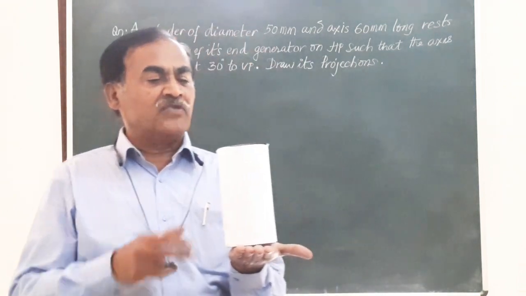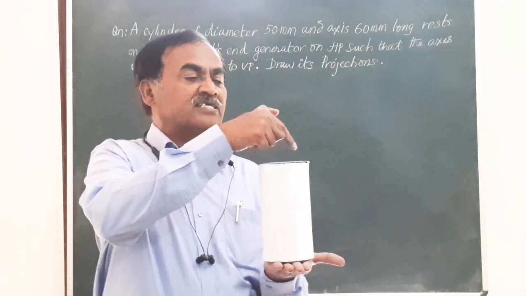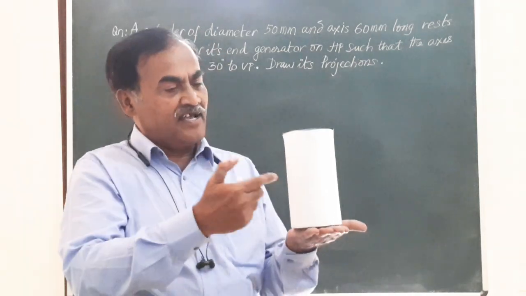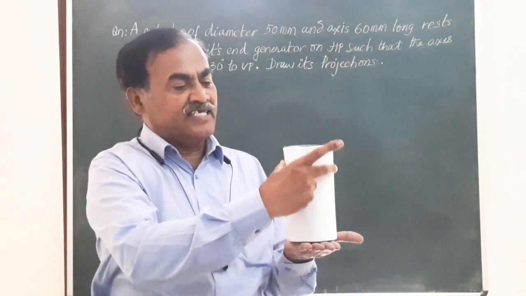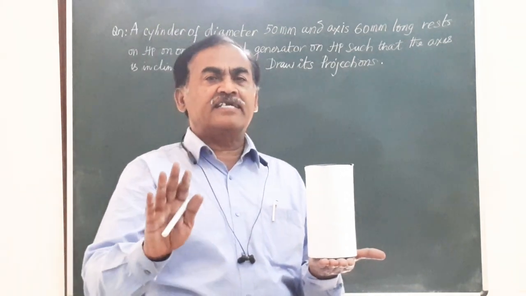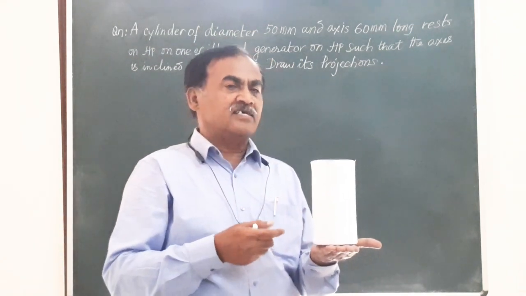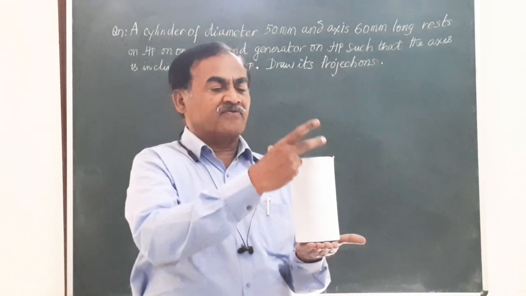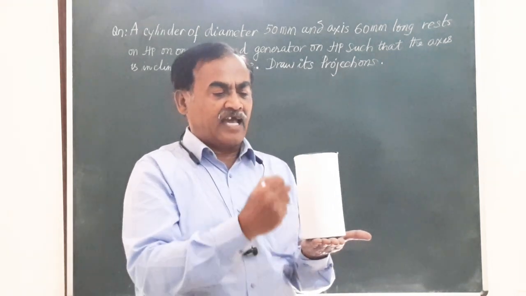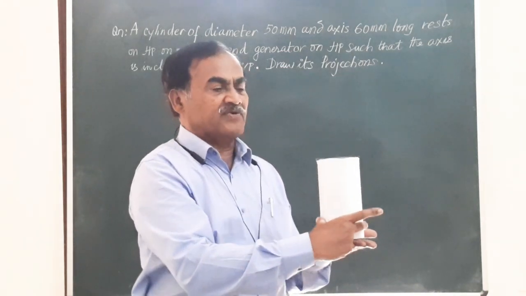Here what I do, I place the object on HP, and if you look from the top, you see a circle of the given diameter, and the height is seen in the form of this rectangle. So whenever any cylinder is placed on HP, on its bottom face, the top view is a circle and the front view is a rectangle having the height as its length and the diameter as the width.